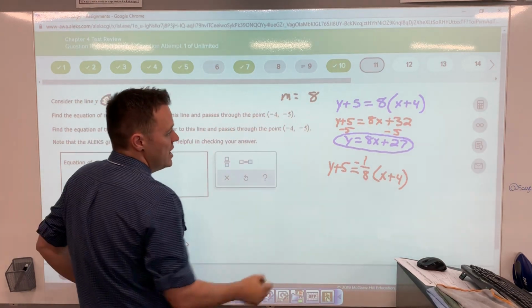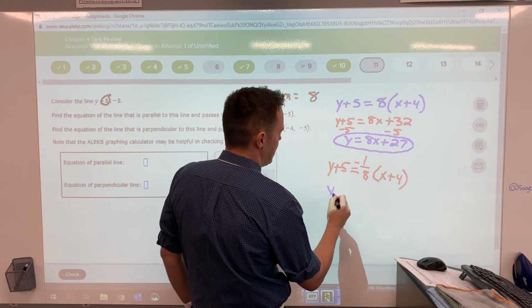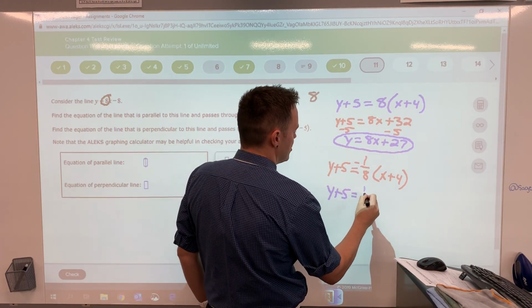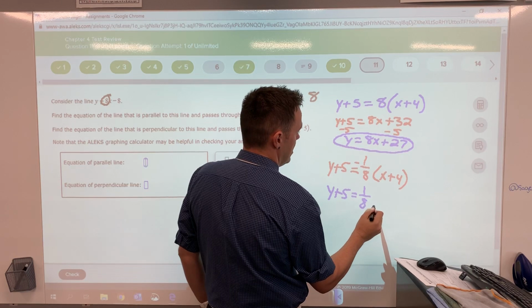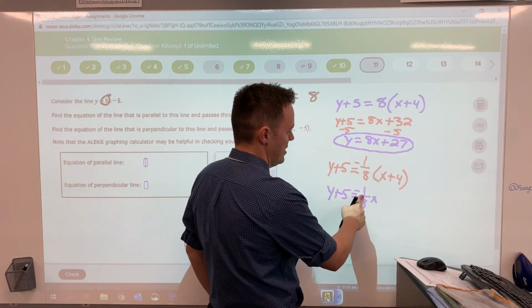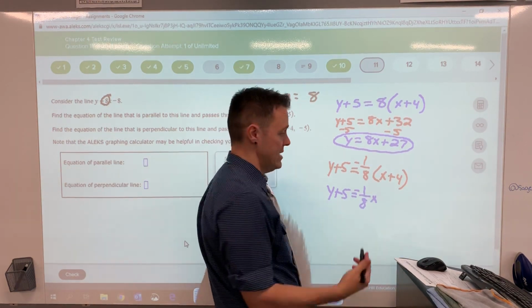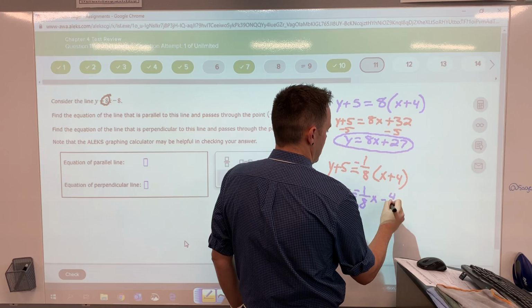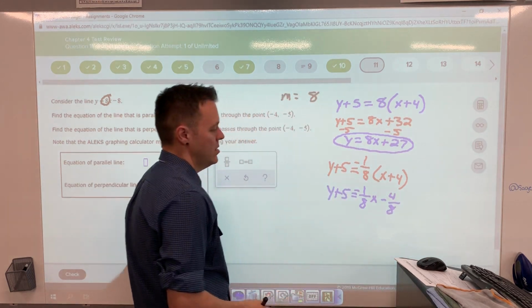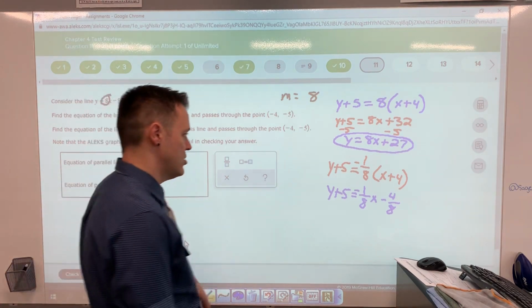Number 2, do the math on this, okay? When you set this up, it's going to be y plus 5 equals negative 1 over 8 times x plus 4. And then 4 times 1/8 would actually be 4 over 8. I'll leave it at 4 over 8 for right now, but that can be reduced to what? 1/2. So make sure you do that.